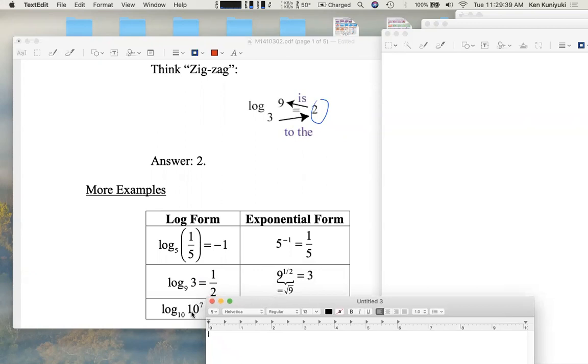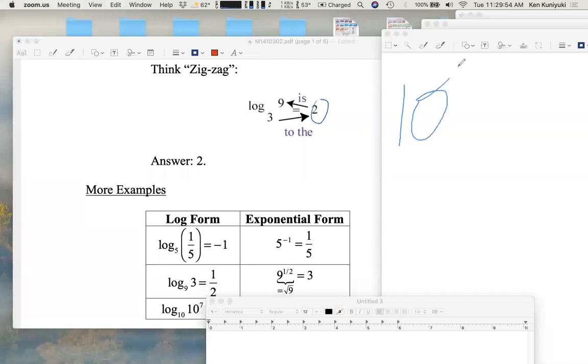This bottom one is a trick question. 10 to the what is 10 to the 7th? Let's take a look at that. 10 to the what is 10 to the 7th.